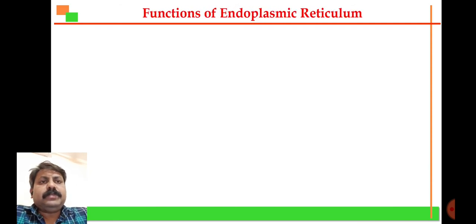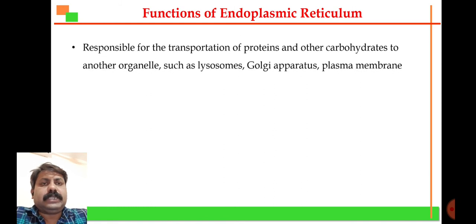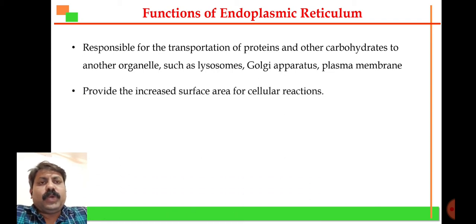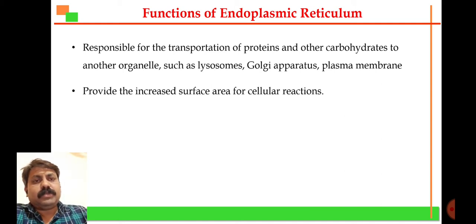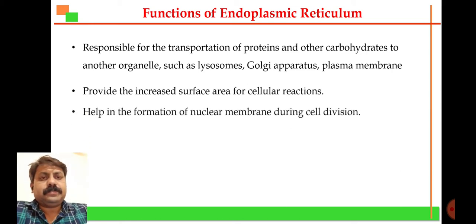The endoplasmic reticulum has some important functions. It is responsible for transportation of proteins and carbohydrates across other organelles like lysosomes, the Golgi apparatus and the plasma membrane. It provides increased surface area for cellular reactions. As we have just mentioned, it is the interconnection. On the inner side it is connected with the nuclear envelope, and on the outer side it has a connection with the plasma membrane. So throughout the cytoplasm it provides the surface for cellular reactions.